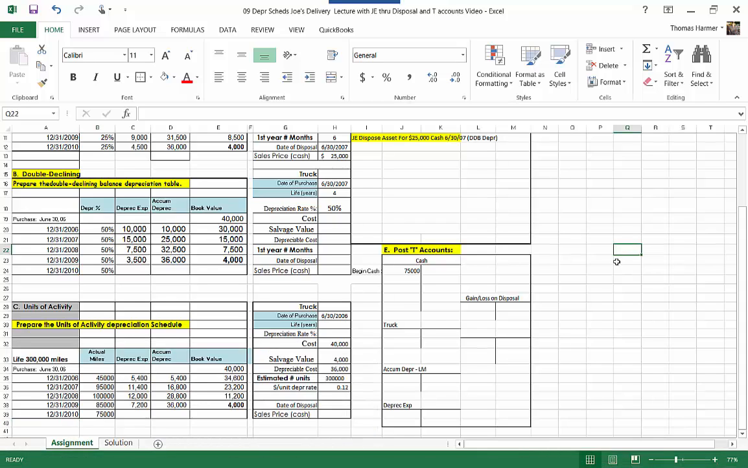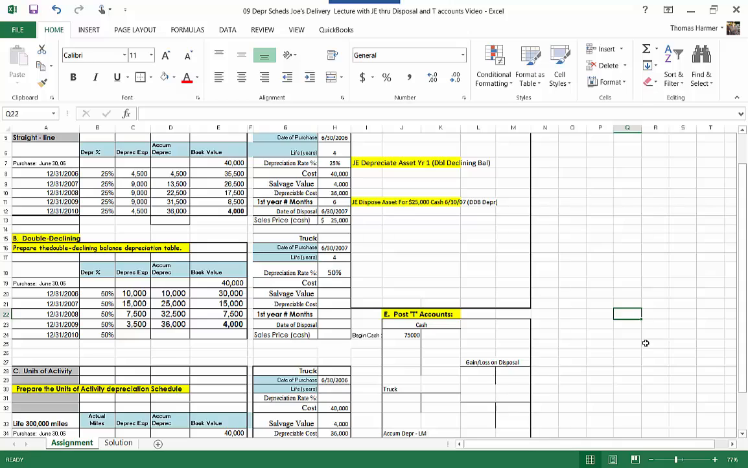So there you go. That's how to create the units of activity depreciation schedule for a fixed asset. So the next presentation will be journalizing transactions, and that will be journalizing for the double declining balance example.